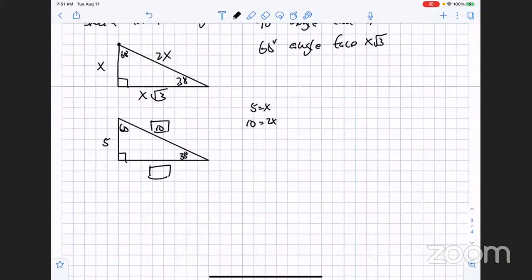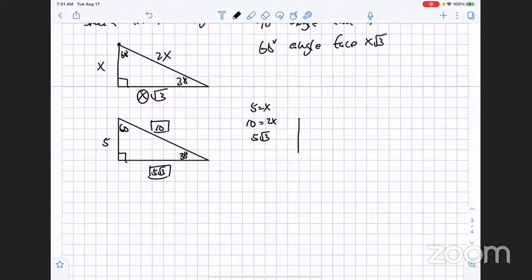Therefore, this side is going to be 5 square root 3, because if this is 5, then this is going to be 5 square root 3. And that's how you evaluate something that helps you along the way.